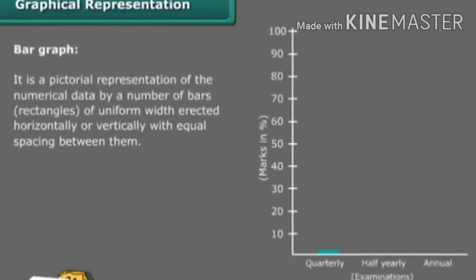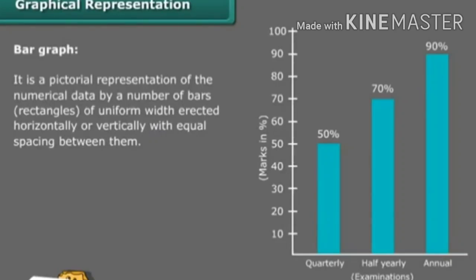It is a pictorial representation of numerical data by a number of bars, rectangles of uniform width, erected horizontally or vertically with equal spacing between them. The bar graph shows Divya's performance in the quarterly, half-yearly and annual examinations. It helps us to compare the whole year's performance. From the above graph, we infer that Divya's total marks have been increasing, which shows progress in her studies.